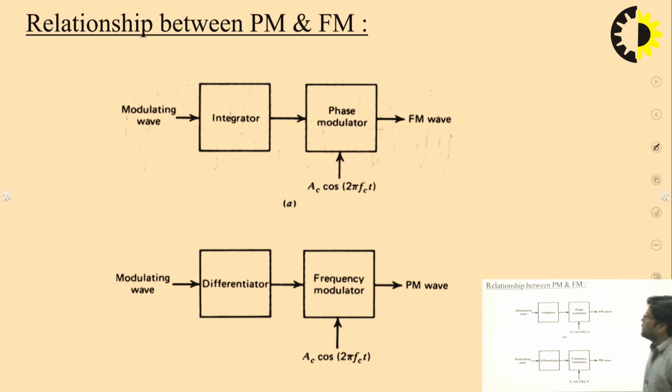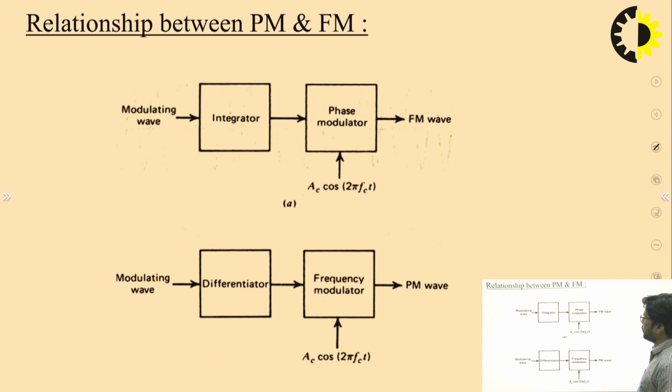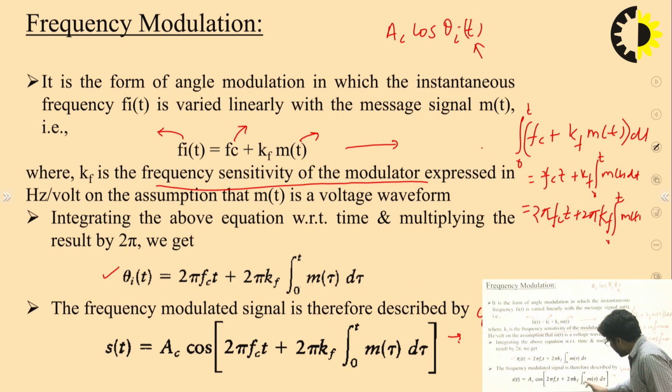Now the relationship between PM and FM. PM is phase modulation and FM is frequency modulation. So you can see that in the general equation there is an integration part, 0 to t. So this is the phase of the carrier signal. If you pass the message signal through an integrator and apply this to the phase modulation, then you will get the frequency modulation.